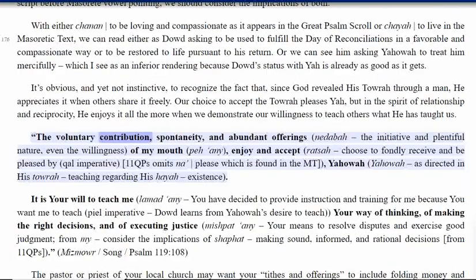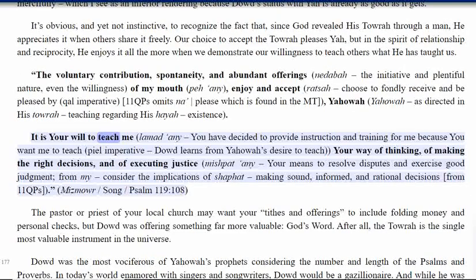The voluntary contribution, spontaneity, and abundant offerings, nidbot, the initiative and plentiful nature, even the willingness, of my mouth, Peh-Yod, enjoy and accept, Ratsah, choose to fondly receive and be pleased by, Qal imperative, 11QPs omits Na, please, which is found in the Masoretic Text, Yahowah, as directed in his Torah, teaching regarding his Hayah, existence. It is your will to teach me, Lamed-Yod, you have decided to provide instruction and training for me because you want me to teach.